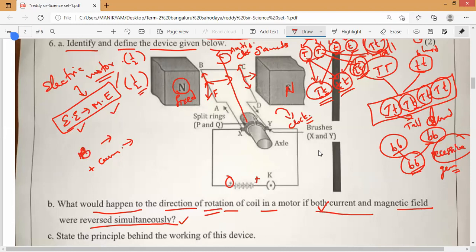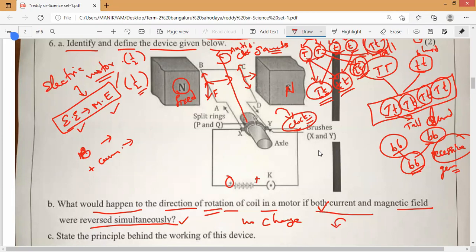So as we know, an electric motor basically rotates in the anti-clockwise direction. If you change the direction of current or the direction of magnetic field alone, then it will turn into clockwise. But if you change both at a time, if you reverse both the magnetic field and the current, then there is no change in rotation. So it will still rotate anti-clockwise only. That is what you have to remember. So it remains unchanged. Understood everyone?